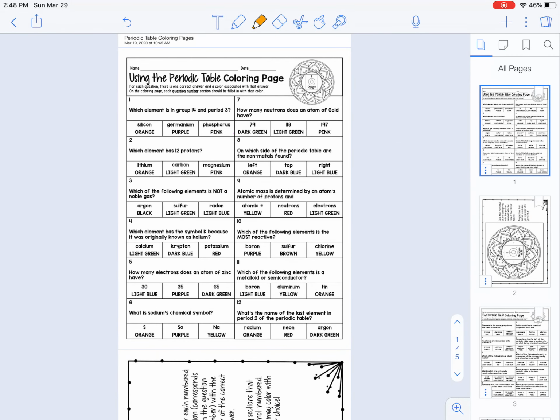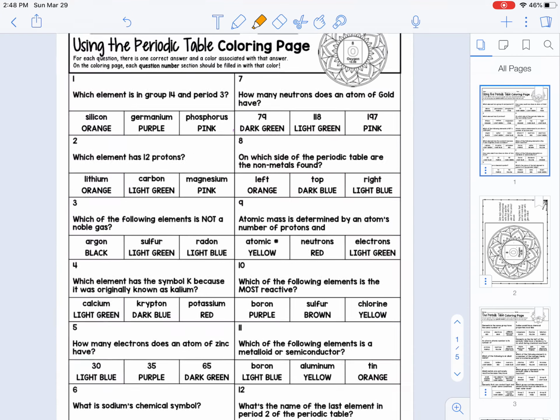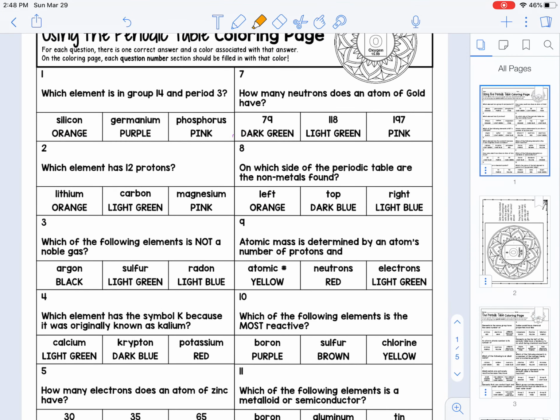Hey guys, first we're going to work on the periodic table coloring page because this is the easier of the two assignments. You're going to want to have your periodic table next to you while you're working on this to make this a little bit easier. The first assignment is asking us which element is in group 14 and period 3.